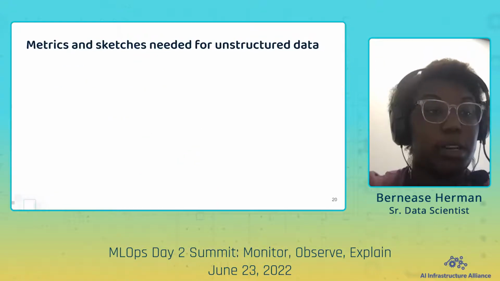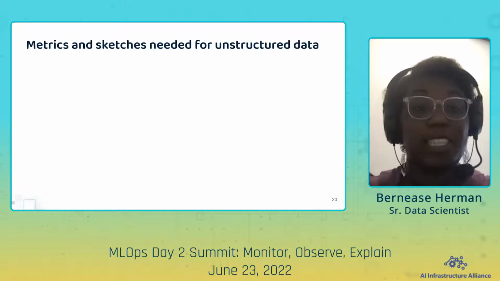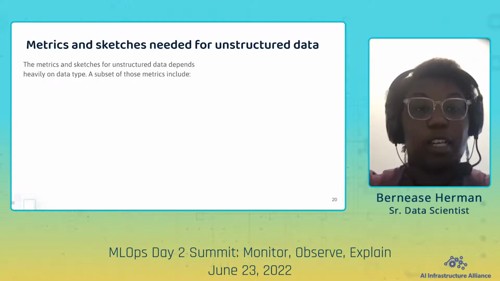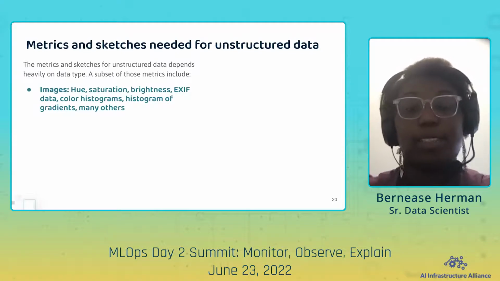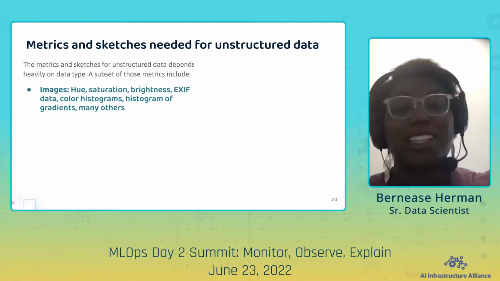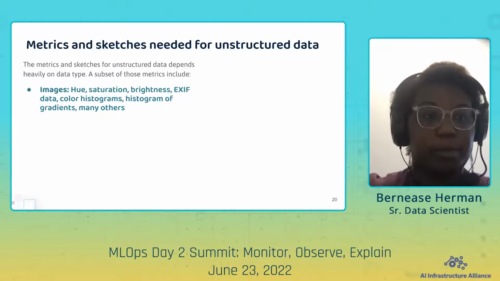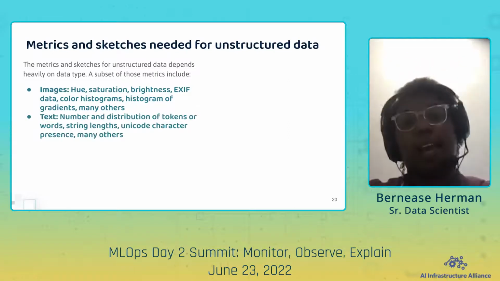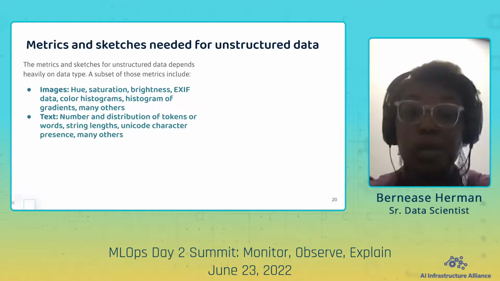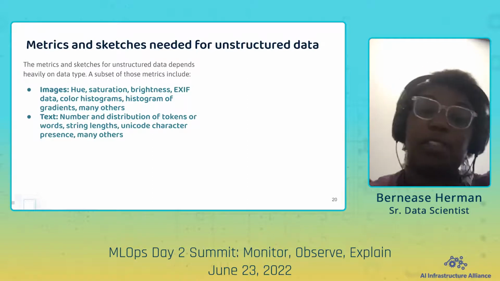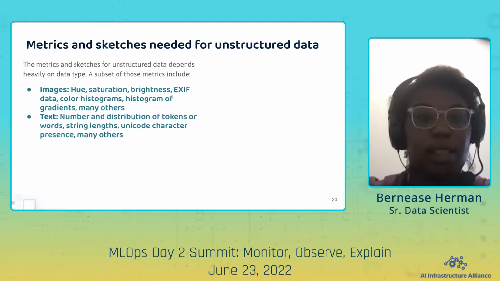So I wanted to quickly go through the metrics and sketches that you need for unstructured data in a view that's kind of similar to what we saw for the structured. So for images, we have things like hue, saturation, brightness, EXIF data, color histograms, histograms of gradients, many others. And Ray's going to talk about those. We have text. So the number and distributions of the tokens that you have, or words, the lengths of your strings, the Unicode character presence, and many others. All of these are inside of YLogs.